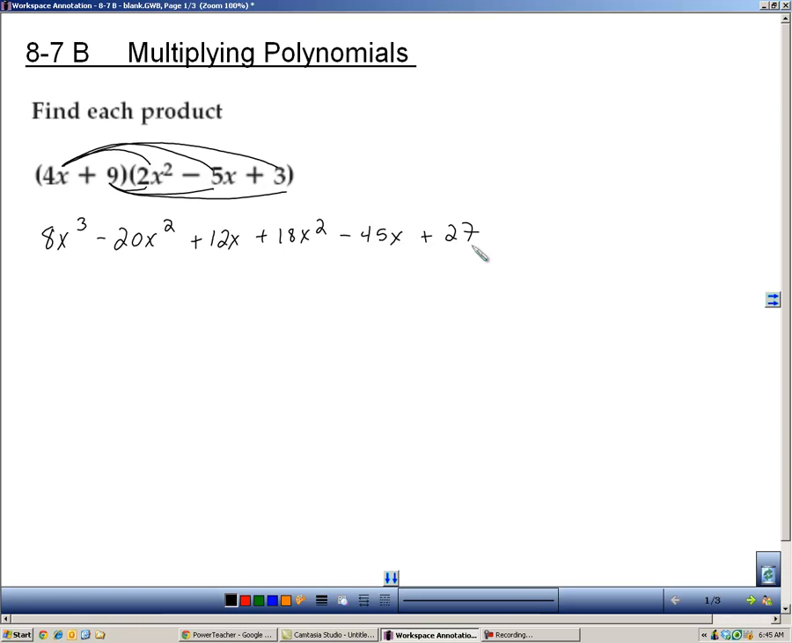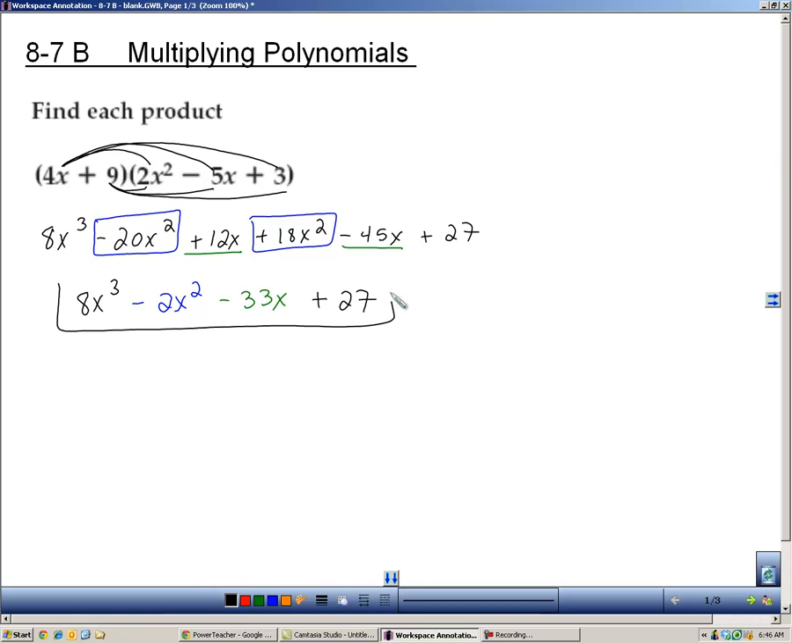Now we're going to collect like terms. We're going to go in descending order. So I'm going to start with the x cubed. There's no other x cubed, so we'll start with 8x cubed. Now I see negative 20x squared and 18x squared, so that'll be a minus 2x squared. I see plus 12x and minus 45x, so that's going to be a minus 33x. And then I see a plus 27 on the end. There are no other like terms. It's in descending order, so this would be the simplified version.